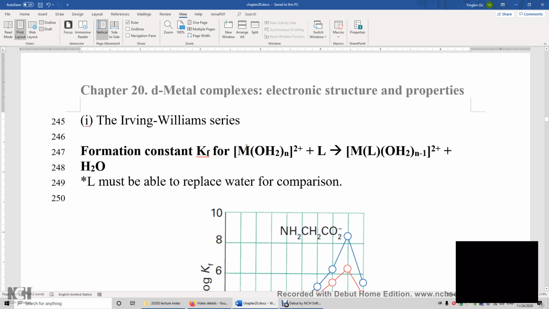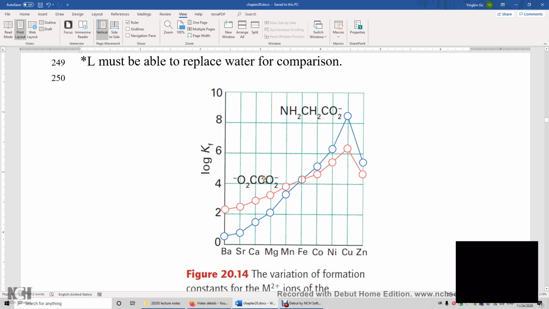So this transition metal is bonded to N aqua ligands. Now L is going to replace one of the water ligands, and L has to be able to replace a water molecule. For comparison, now you're looking at the logarithm of this formation constant for a series of metals.